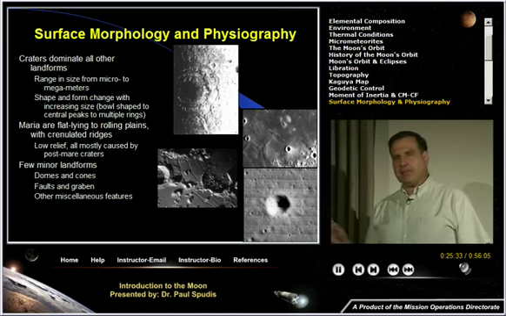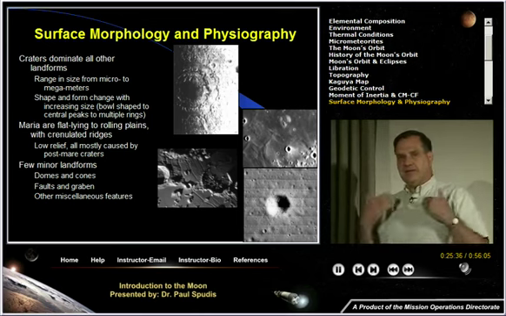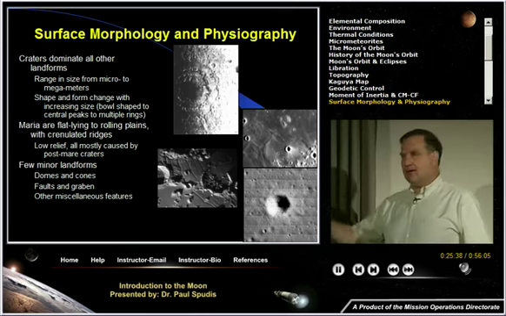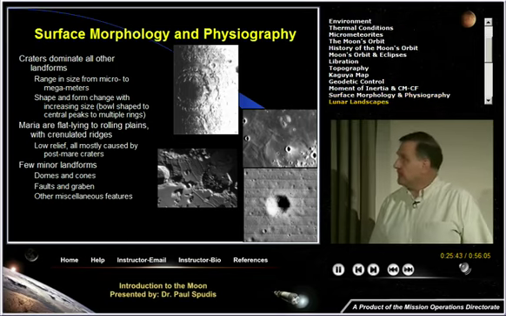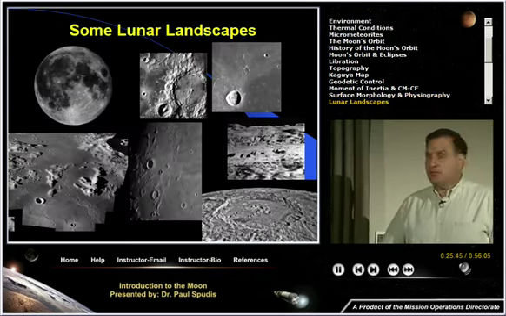Since then, the only thing that's happened on the moon for the last 3 billion years is a continuous bombardment forming both big craters, but most importantly, the very small craters that ground up the surface into the regolith. You can have a lot of different landforms on the moon, landscapes.